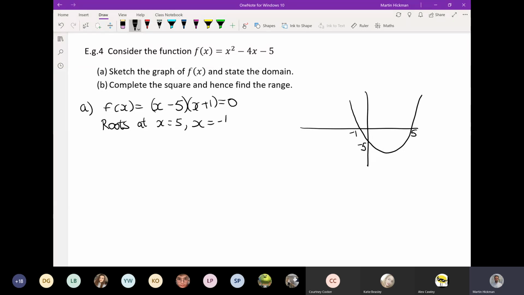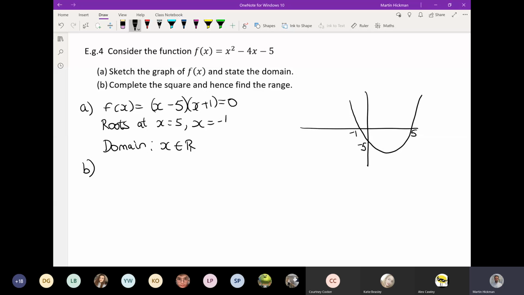So my domain for a quadratic, there's no value of x that I can't put in. Okay, I can put anything from -infinity to +infinity there. So x is just defined for all real numbers. Okay, so I just put my domain is x belongs to the set of real numbers. I can just leave it as that.